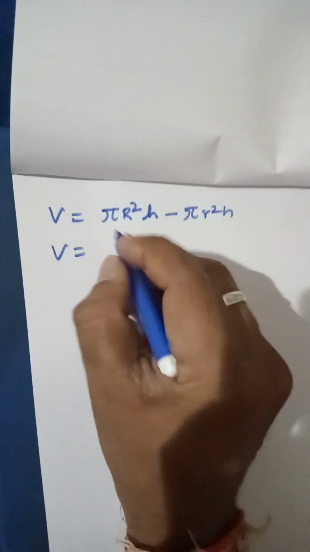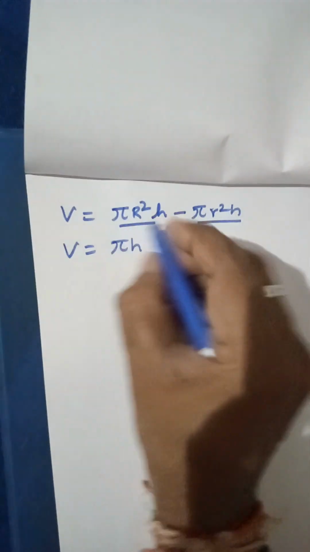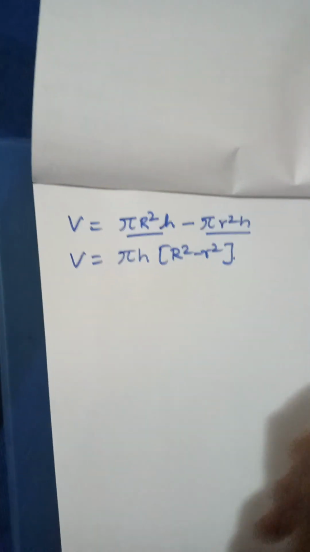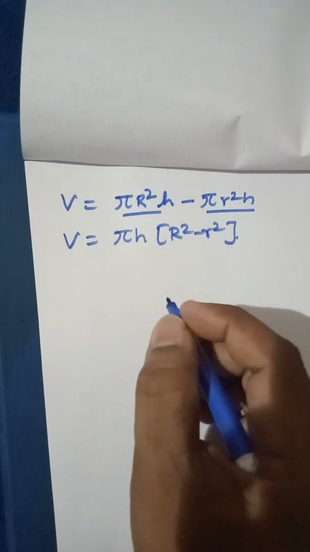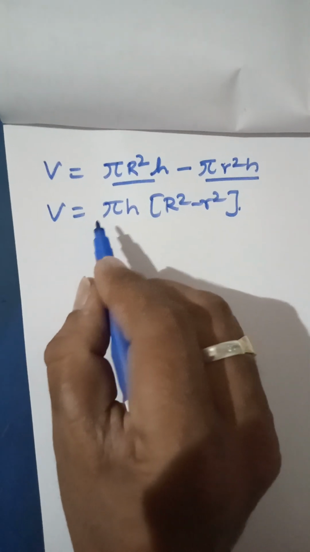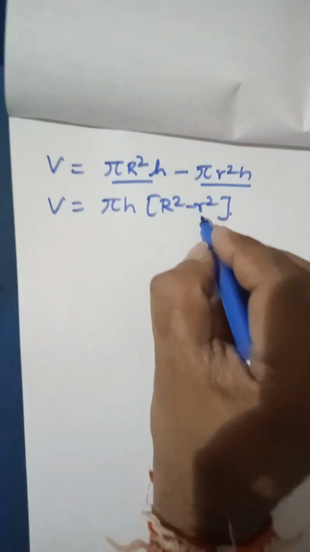Okay, so now let's see how we can simplify this. V is equal to, what is it that we can take common from these two terms? It is pi h. What is left out is R square minus r square. Now let's see how this particular equation will help us in getting the value of r square.